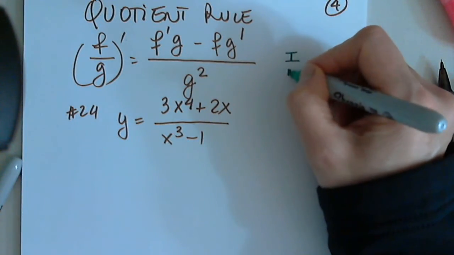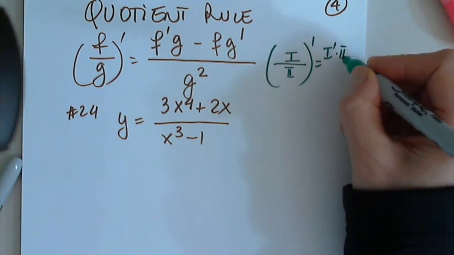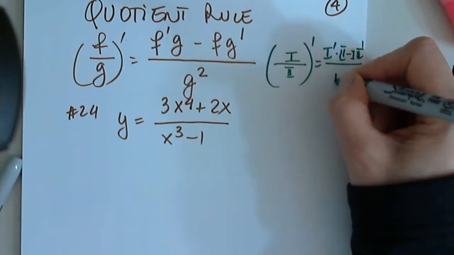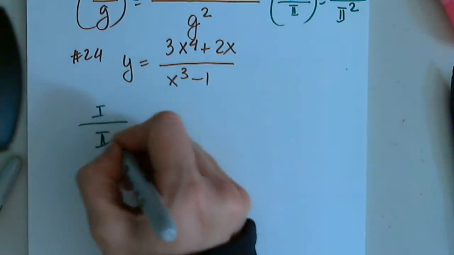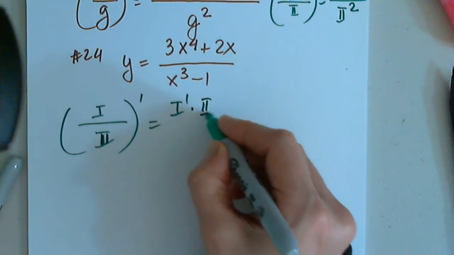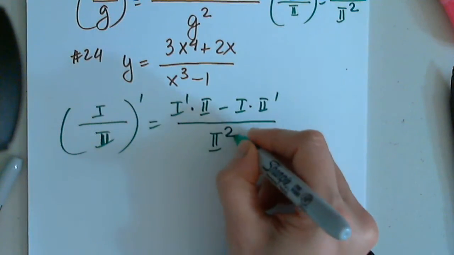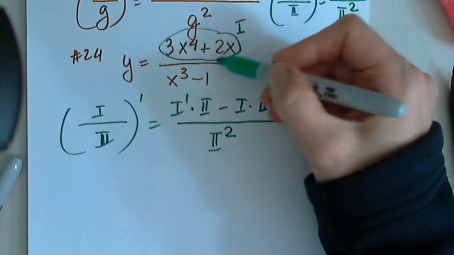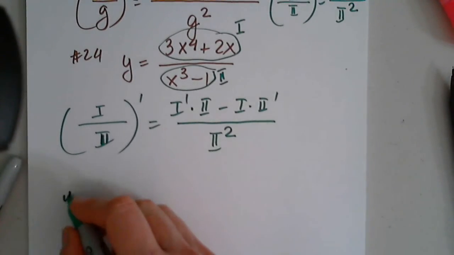So 1 divided by 2 prime: 1 prime times 2, of course I have run out of room, minus 1 times 2 prime, divided by 2 squared. I'm going to write it again. 1 divided by 2 prime is 1 prime times 2 minus 1 times 2 prime over the second, the denominator squared. This is the method I'm going to use. This being the 1 and this being the 2. So then y prime.